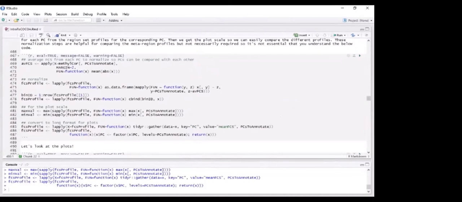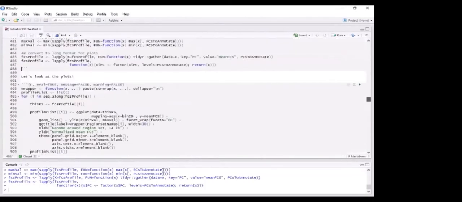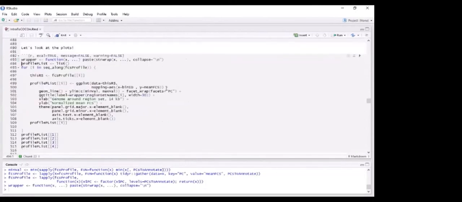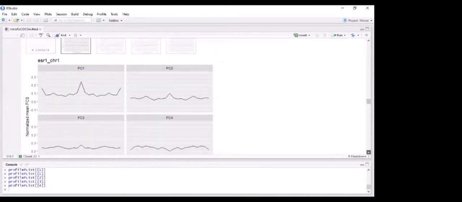All right, let's take a look at the plots. You don't need to worry about this section; basically, we're just looping through the plots one by one. As I showed in the presentation, we have these meta-region profiles, and you can see the center is where the ChIP-seq binding region was. And we expanded to 14 kb around all those regions.